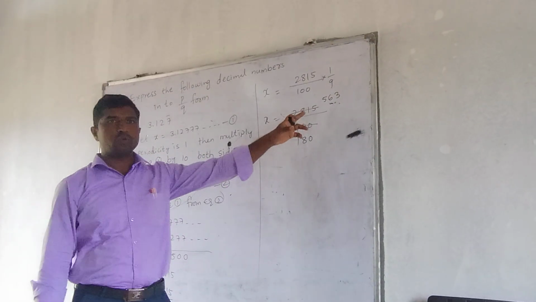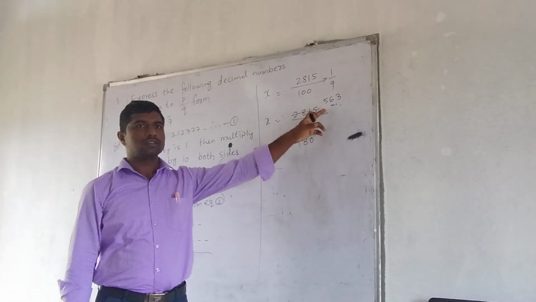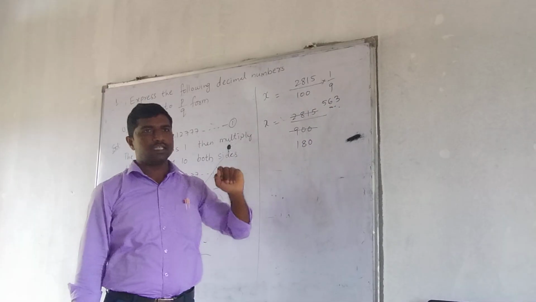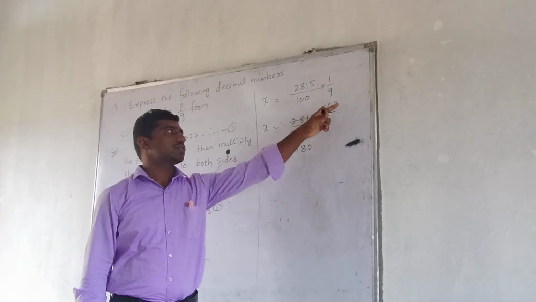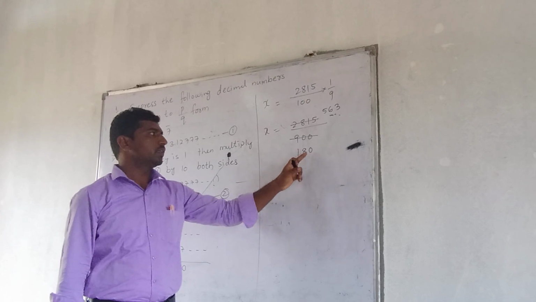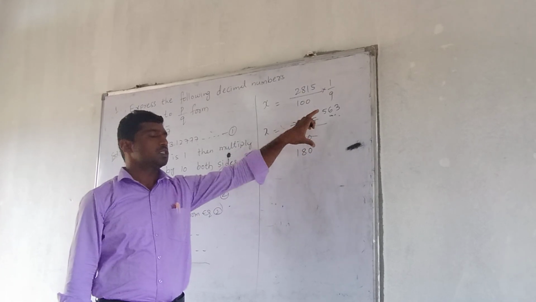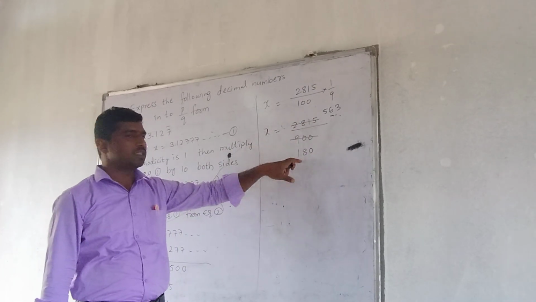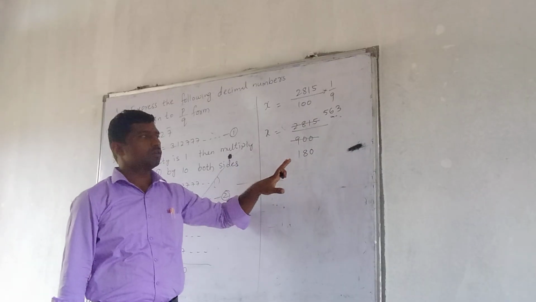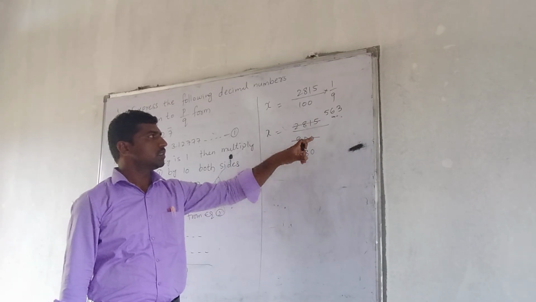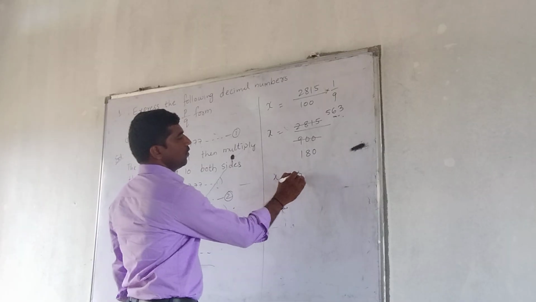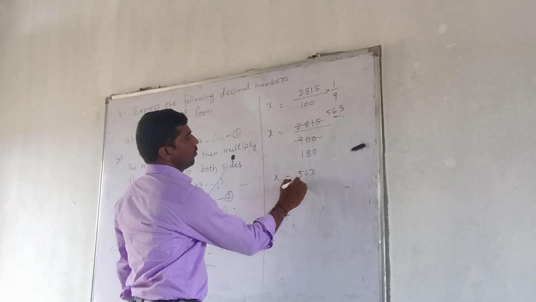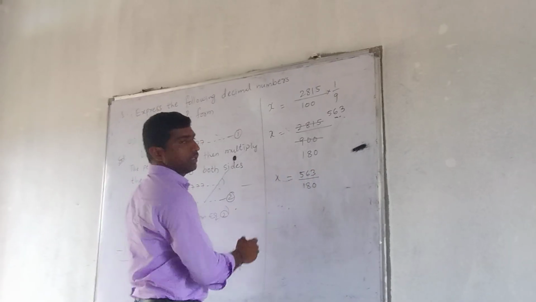Now we have 563 by 180. 5 plus 6 is 11, 11 plus 3 is 14. 1 plus 8 is 9. So these two numbers are not divisible by 3 or 9 also. So now the answer is 563 by 180. Now x equals 563 by 180.